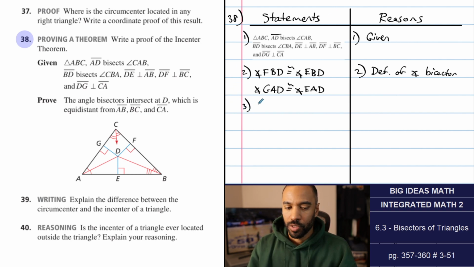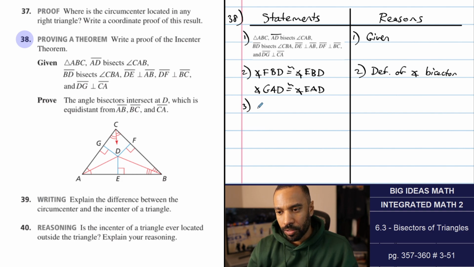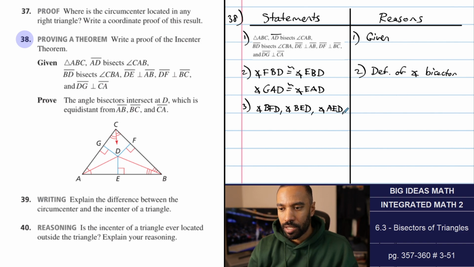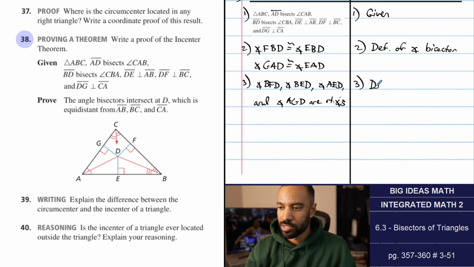Number 3, let's look at this one first with those right angles. Well, with all the right angles, if they're all perpendicular, that means that angle BFD, I'm basically going to state they're all right angles. Angle BFD, angle BED, angle, technically, AED, we need to mention that one, and angle AGD are right angles. This is the definition of perpendicular lines.